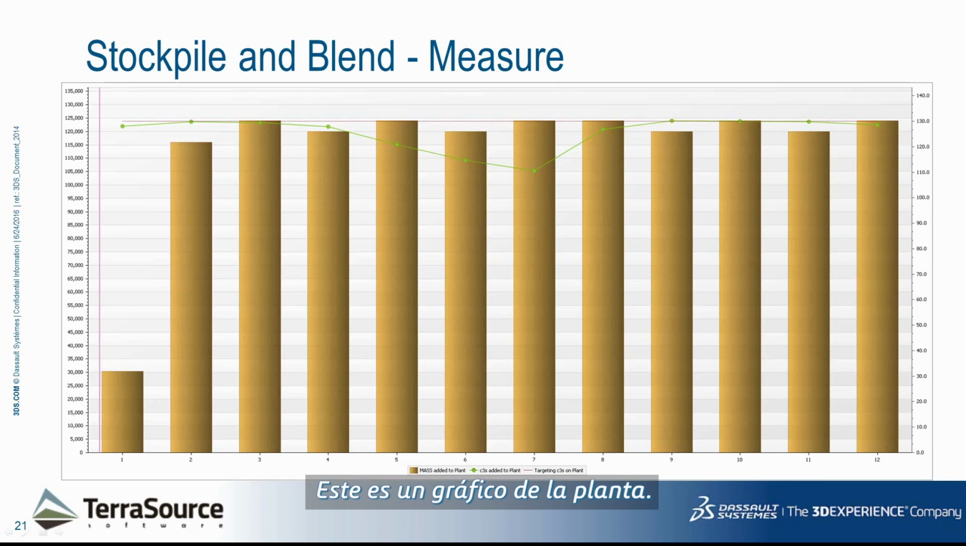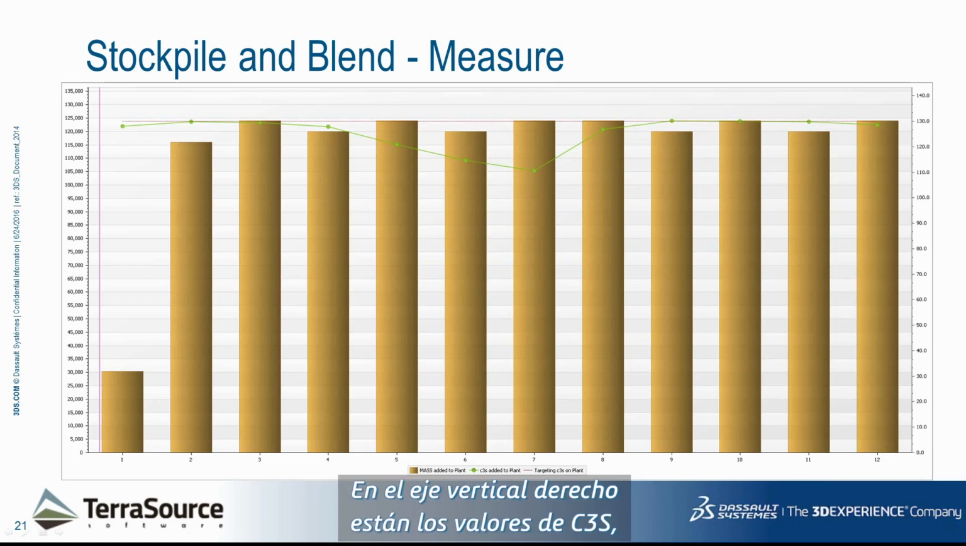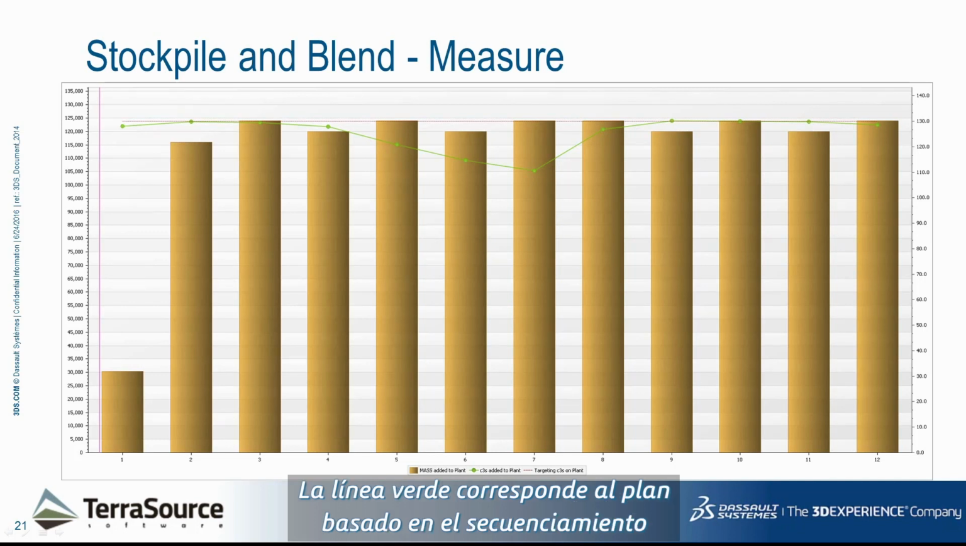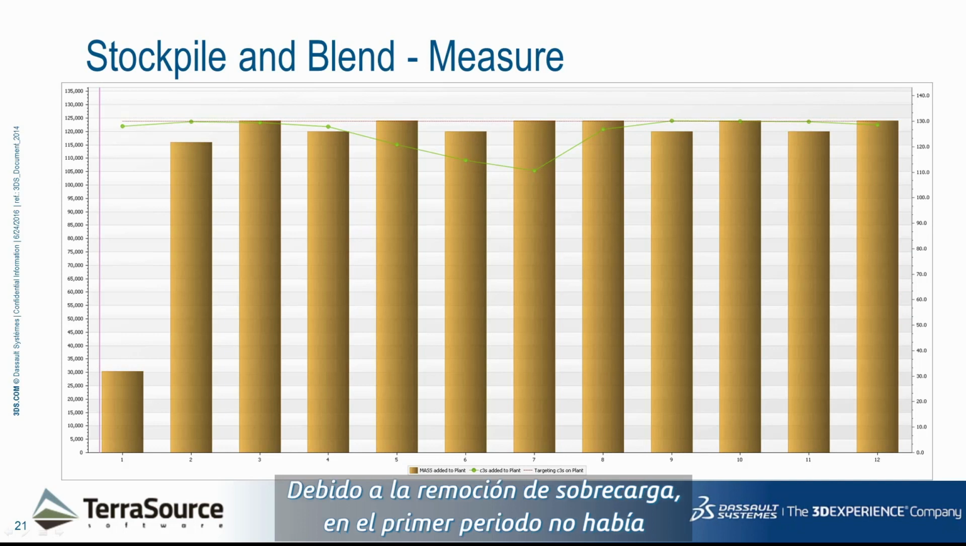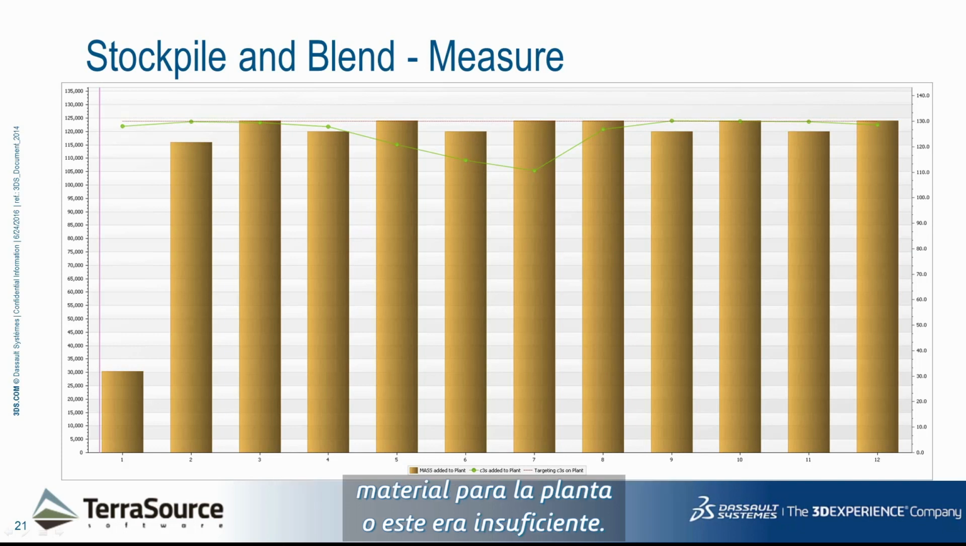This is a chart for the plant. The right vertical axis are C3S values. The left axis are tons, and the x-axis are each of the 12 one-month periods. The top flat line is the targeted C3S value of 130. The green line is the planned based on the schedule, and the tan bars are the planned tonnages moved to the plant. Because of overburden removal during the first period, there was insufficient ore material available for the plant.